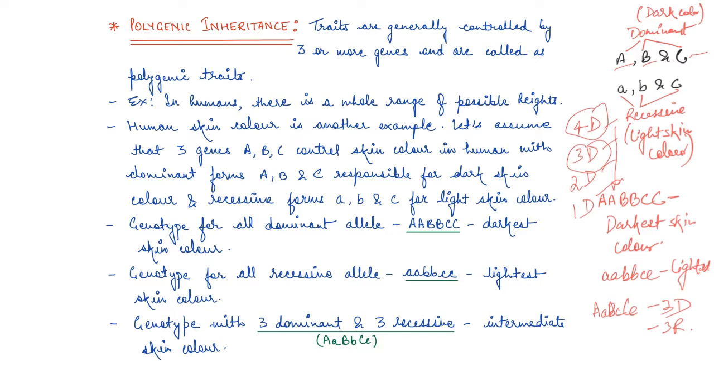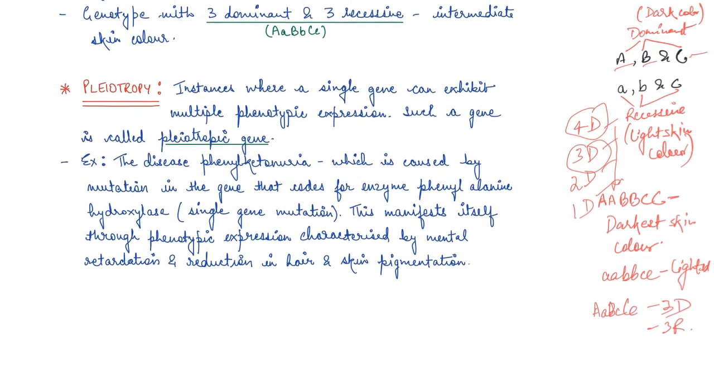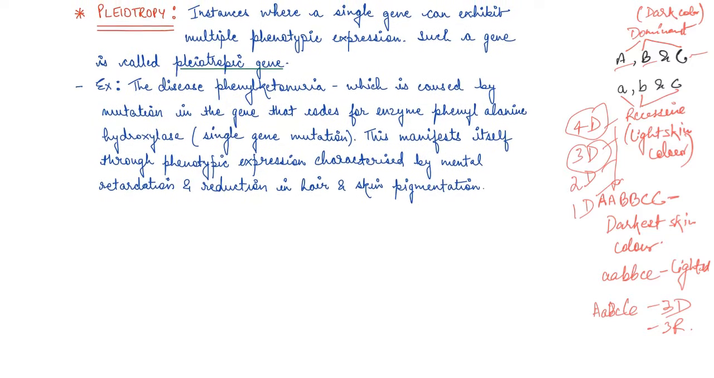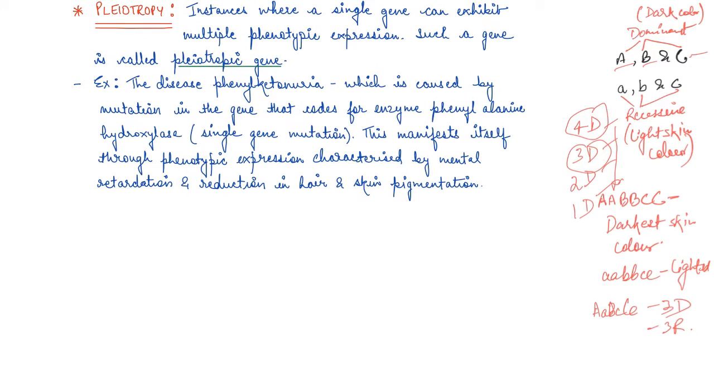Now the second topic that we have to understand is pleiotropy. Now let's see what pleiotropy is, right? There are instances where we can see that the effect of a gene is on a single phenotype or trait, right?